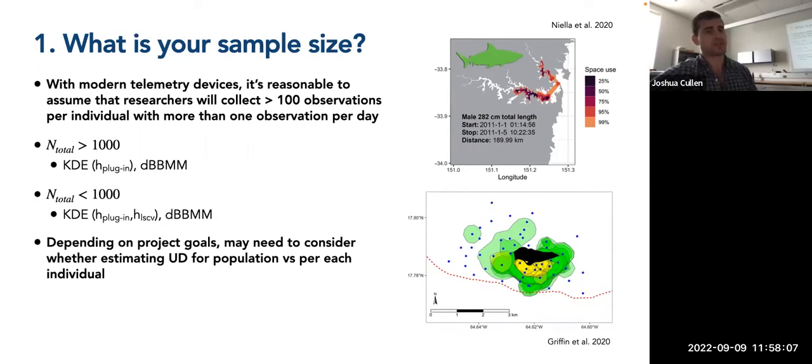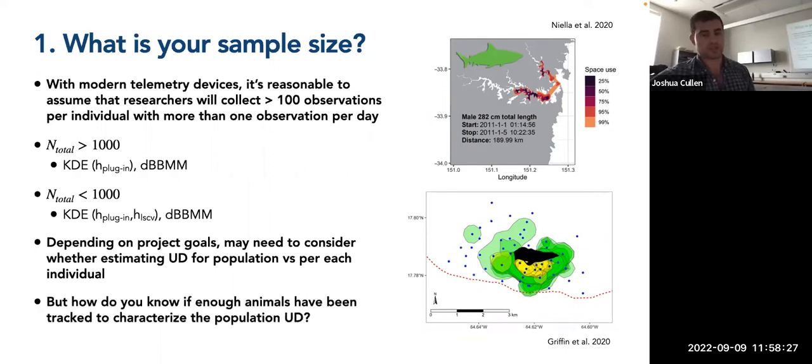So you may need to consider whether the estimated UDs are performed for the population at large, like what we initially did for the kernel density estimates, or if you want them to be estimated per individual separately. That'll impact maybe what sample size you need to consider to produce these UDs. The one thing that's been brought up more frequently, or as a point of contention more recently, is: how do you know if you have enough animals tracked to characterize the population utilization distribution well?